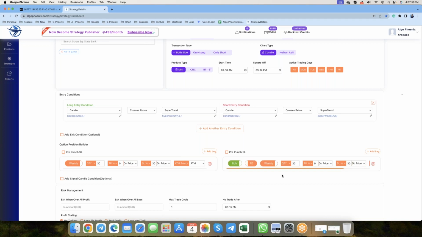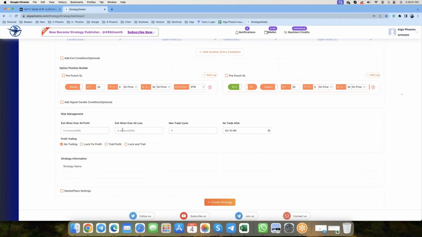This is the condition, and I would say that if my profit crosses, okay, let me not take anything. Don't trade after 3 p.m. Let me not give any condition. I will say Nifty or BankNifty on Supertrend.